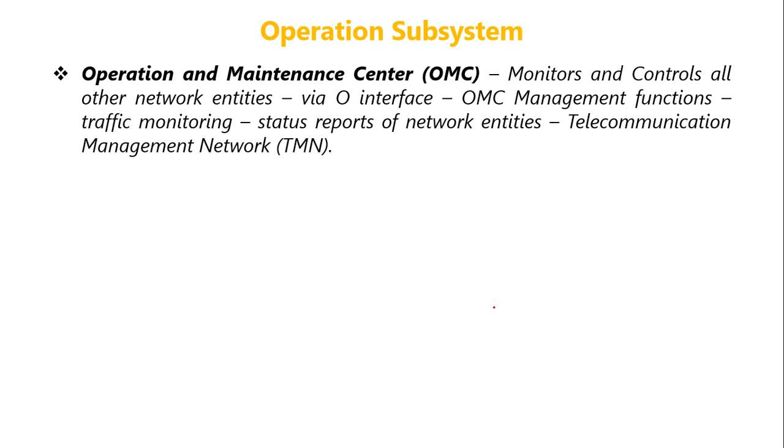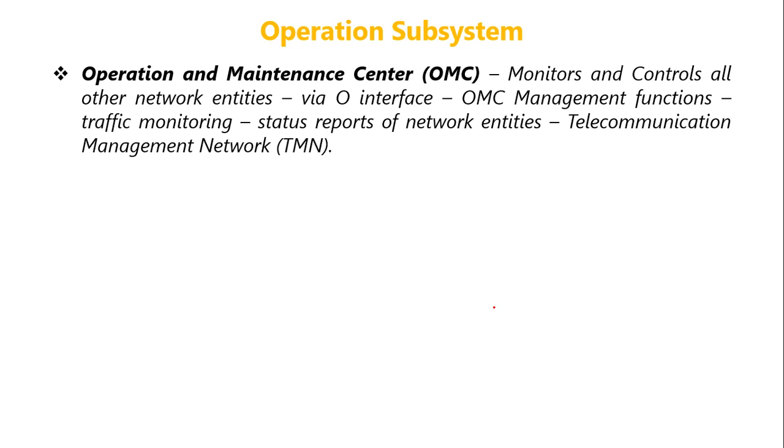The OMC, that is the Operation and Maintenance Center, monitors and controls all other network entities via the O interface. So this is the one which controls all the network entities, that is, all the network subsystem. All network entities come under the network subsystem, right? So that is controlled by the OMC, Operation and Maintenance Center.